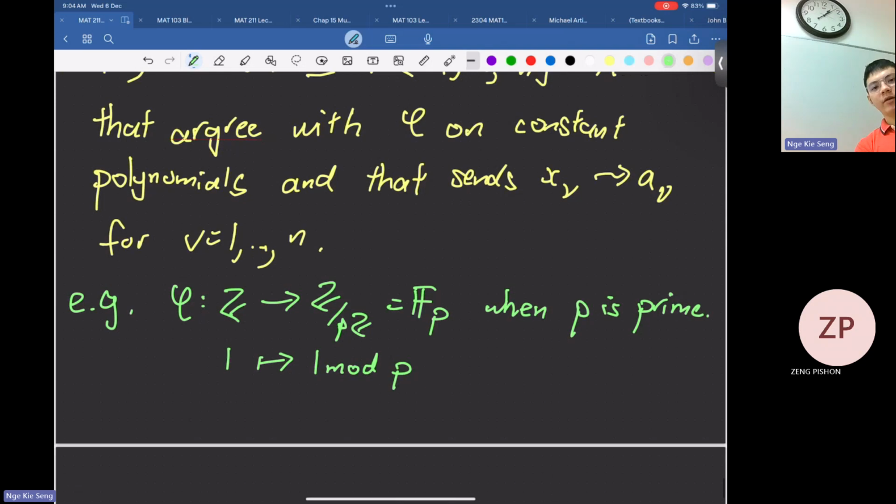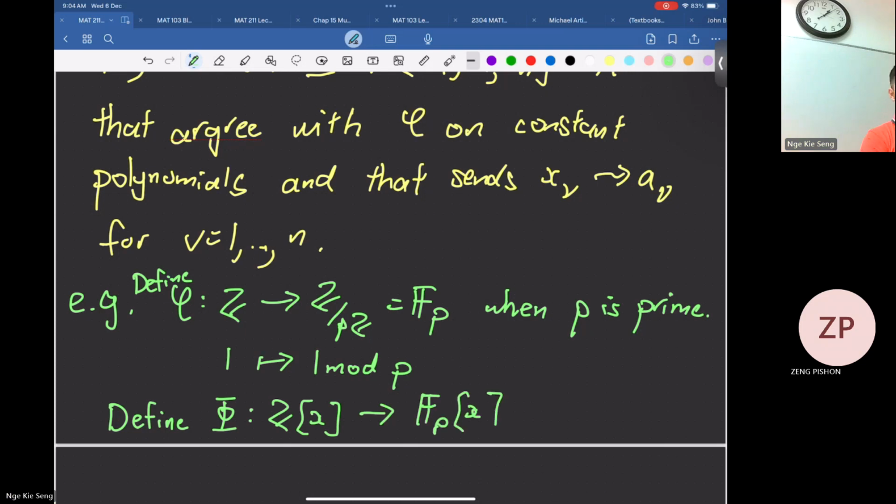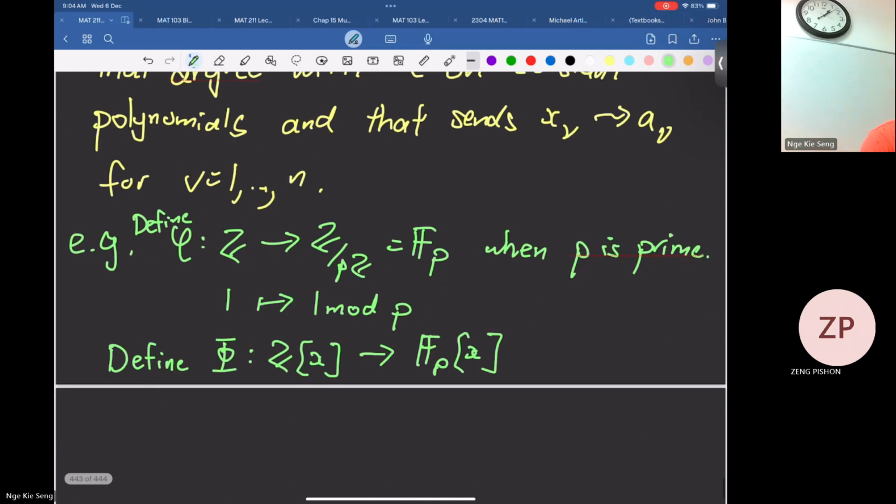Then, what can we consider here? So let's define another map. Define another map: the substitution map from Z[x] to Z[x]. We can look at this map here. And then what's this map here? Given phi, what can we do to the polynomial in terms of Z[x]?